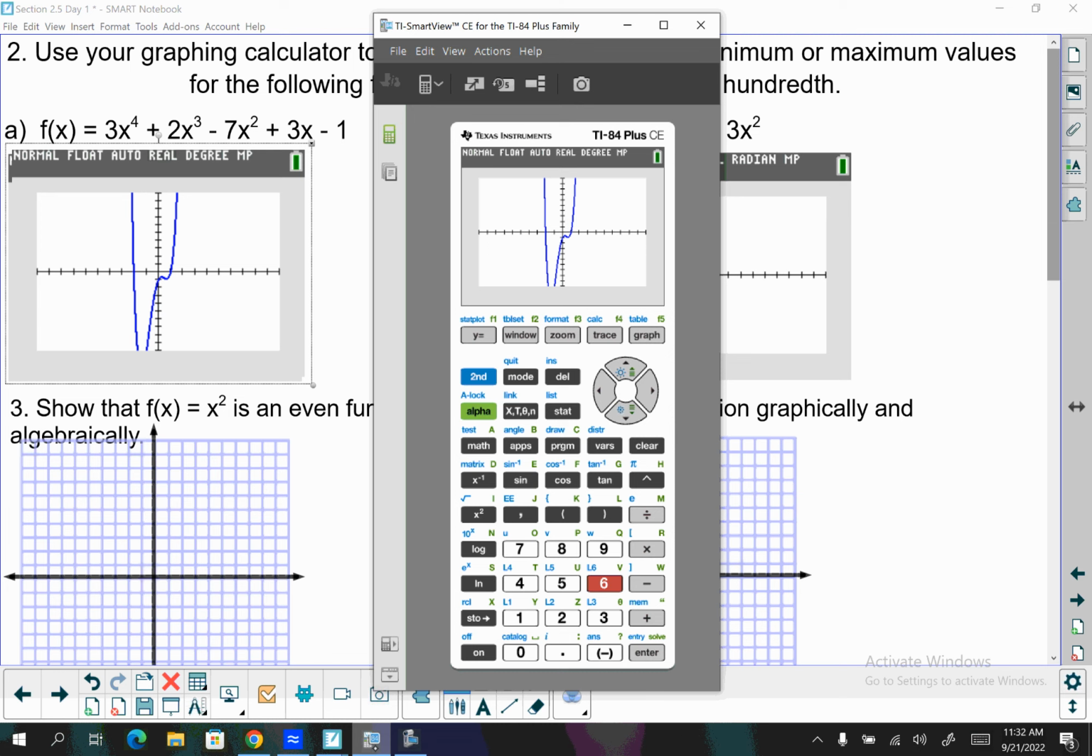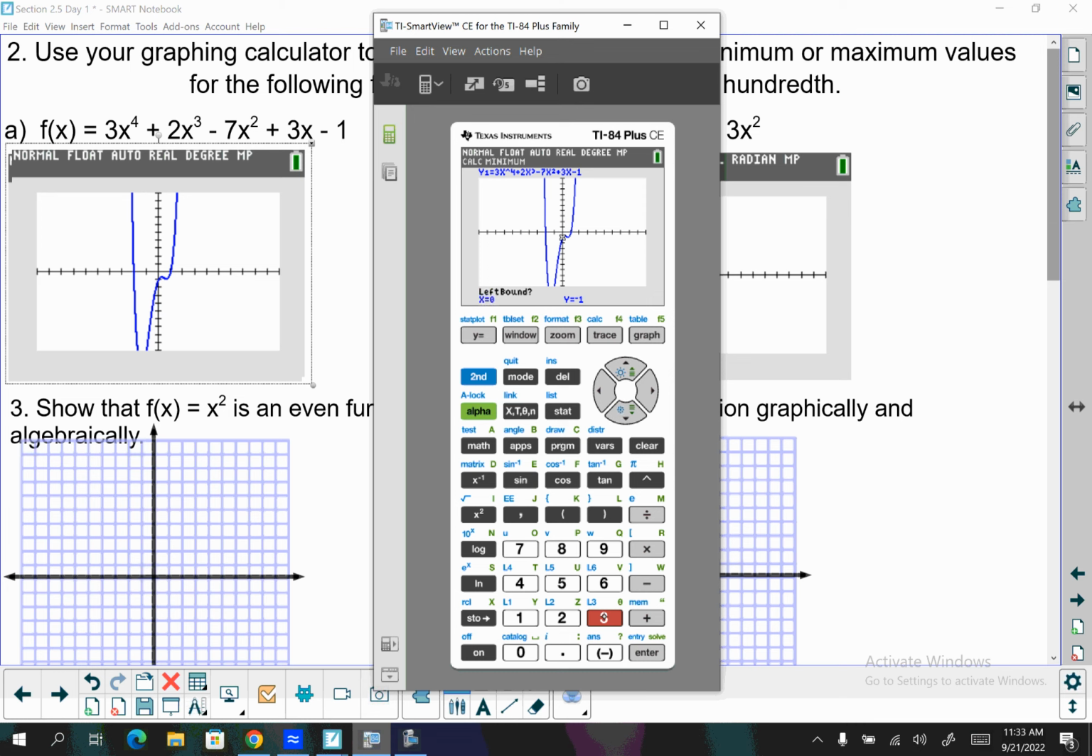All right, so I'm going to calculate the one that's off screen down below there that I can't see just yet. Okay, so I'm going to hit second calculate. And it's a minimum, it's at the bottom, so I'm going to choose number 3. And then here's the things the calculator tells you. It's going to ask you 3 questions at the bottom. It says left bound, then right bound, and then enter. Your calculator wants to know, where is this minimum at? It's asking you what's on the left and what's on the right.